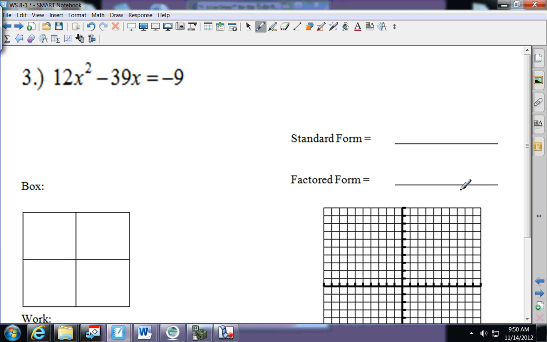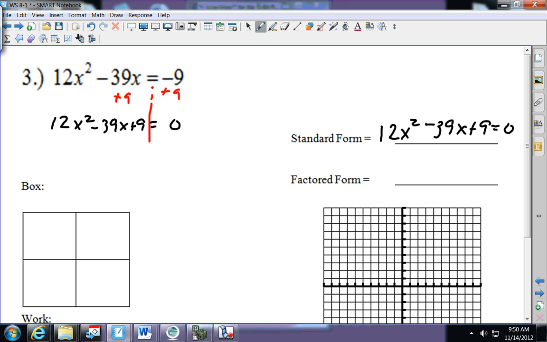Okay, on number 3, what we're going to do is first we need to put it into standard form. Means I need to move the -9 to the other side. So I'm going to add 9 to each side. I get 12x squared minus 39x plus 9, and that equals 0. Standard form: 12x squared minus 39x plus 9 equals 0.